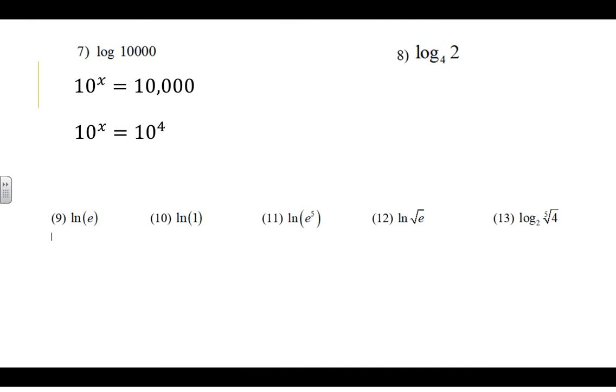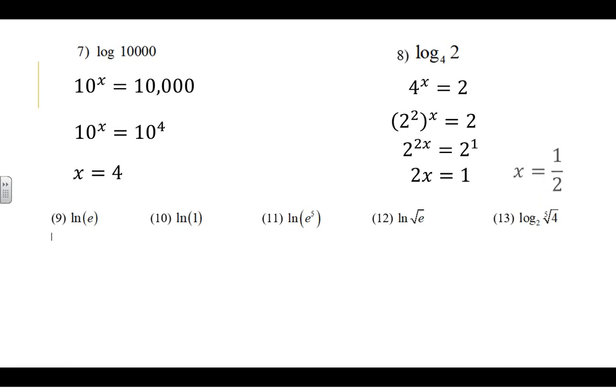4 to the what power is 2? I'm confused, so we might have to set up an equation on this one. This is probably where common bases will come in to help. Can you raise 4 to get to 2 squared? 2 squared is 4. Power to a power, so that's 2x. Drop the base. You get 2x equals 1. It's a half.